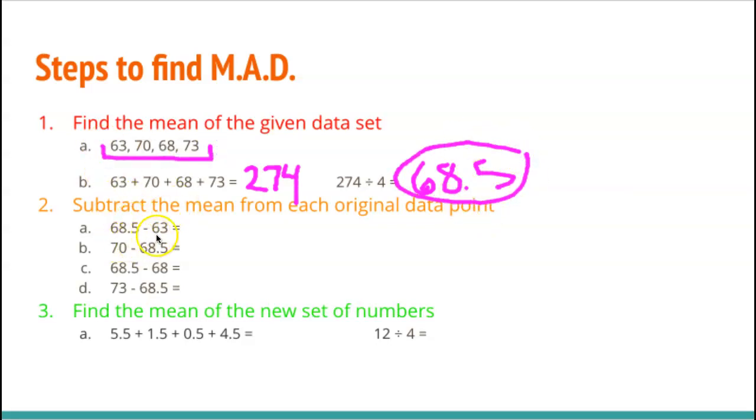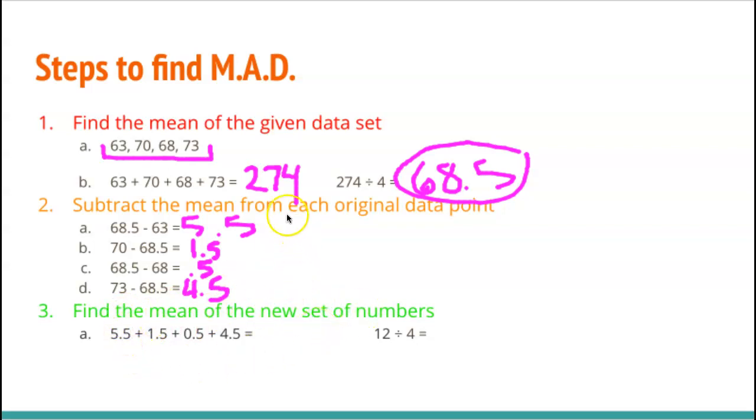So 68.5 minus 63 is 5.5. 70 minus 68.5 is 1.5. 68.5 minus 68 is 0.5. And then 73 minus 68.5 is 4.5. Okay, so now step 3, I need to find the mean of the new set of numbers.